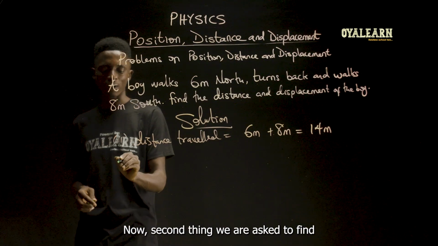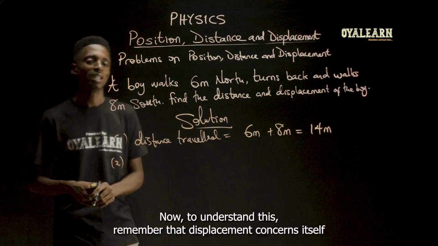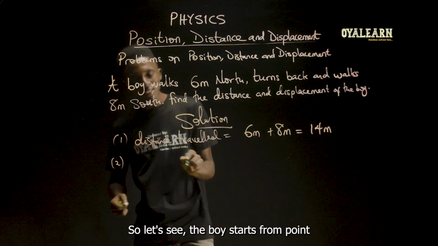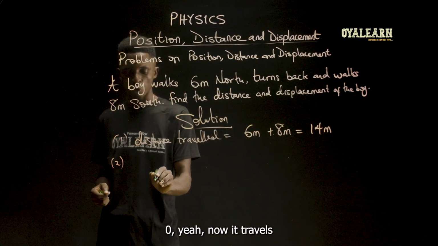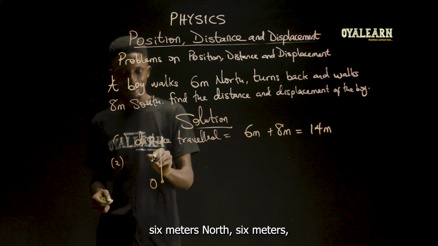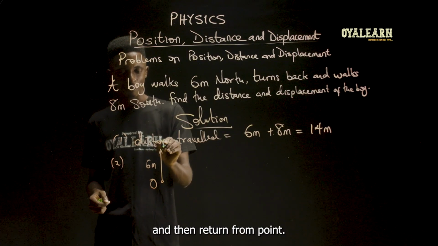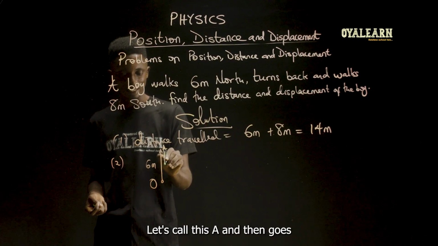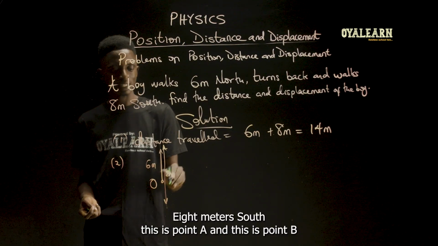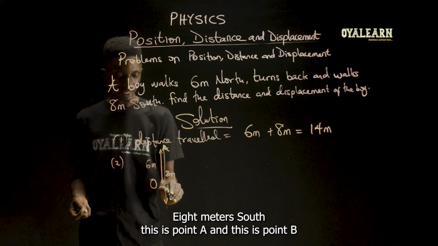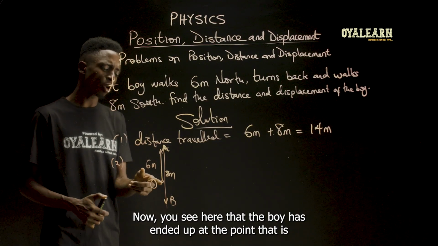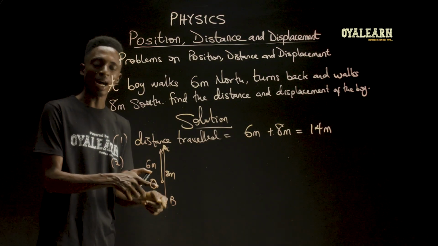Now second thing we're asked to find is the displacement of the boy. Now to understand this, remember that displacement concerns itself with direction. So let's say the boy starts from point O here. Now it travels 6 meters north, and then, let's call this A, and then it goes 8 meters south. This is point A and this is point B. So these are the directions of the motion of the boy. Now you see here that the boy has ended up at a point that is behind where he started from.